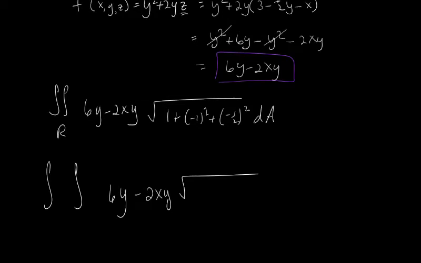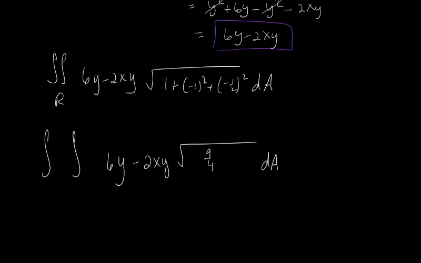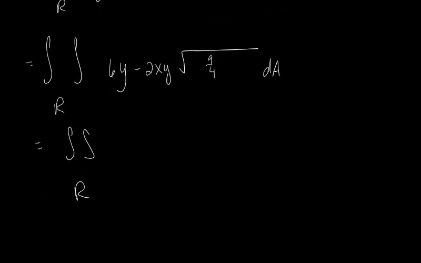1 plus 1 plus 1/4 is going to be 2 plus 1/4, so that's 8/4 plus 1 would be 9/4 dA. Square root of 9/4 is 3/2. I'm going to go ahead and pull that out. So this is equal to the integral over R of, if I multiply 3/2 by 6y minus 2xy, what I end up with is 9y minus 3xy, dA.